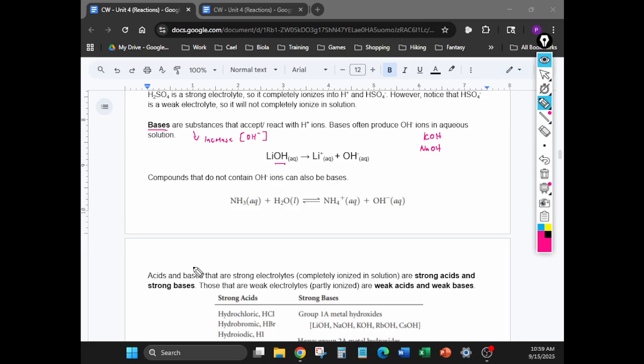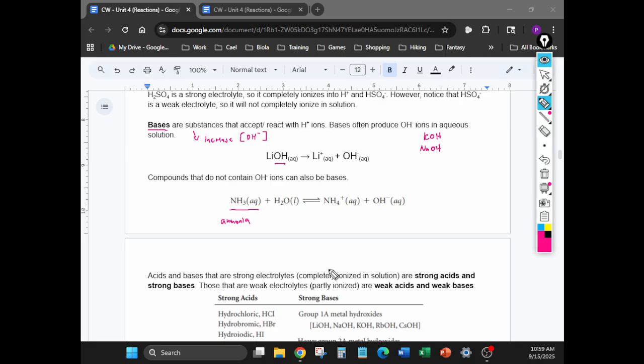Okay, now there is one base that you do need to memorize because they like to use this to kind of trick you. The one base that does not have OH that releases OH minus concentration is this one right here, NH3. So just make a note of that. This is ammonia, and ammonia is the one base that you're expected to memorize. It's a base that does not have OH minus.